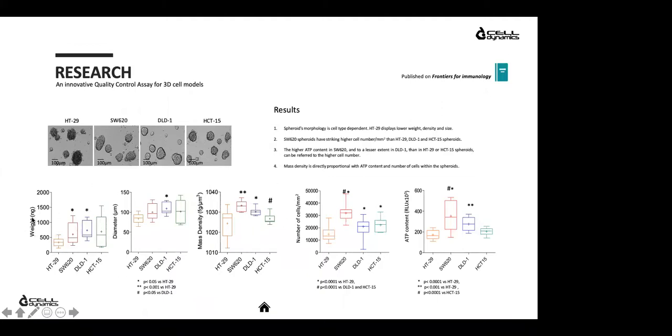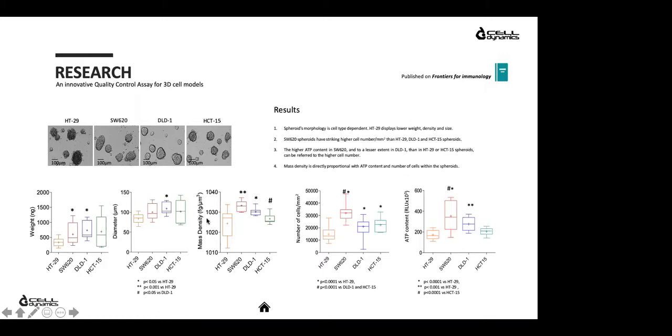These are the results taken with our device. We can see that SW620 and DLD1 generate spheroids with a higher weight, a bigger diameter, and a higher compactness, a higher mass density compared to HT29. So our system is really consistent with the preliminary investigation and thoughts we have with the bright field analysis. HT29 are not so promising for the creation of these spheroids. They have heterogeneous size, and they create smaller spheroids.